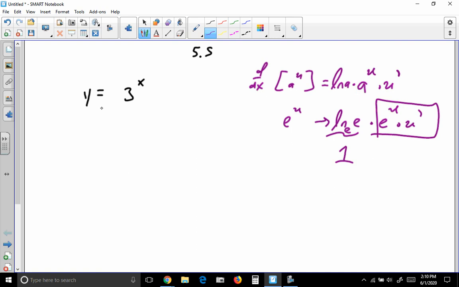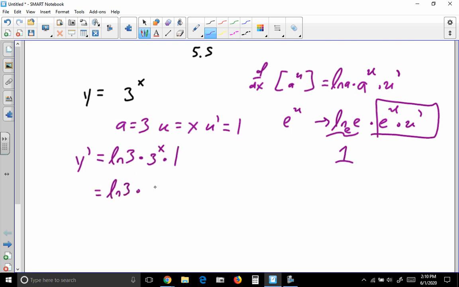So let's work through this example. Our a is 3, our u is x, u prime, the derivative of x, is just 1, so our derivative is just natural log of a times a to the u times u prime, or just natural log of 3 times 3 to the x. And that's all we have to do for that one.